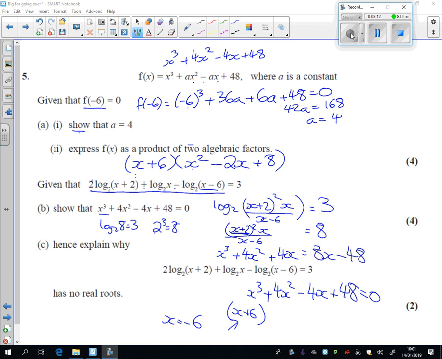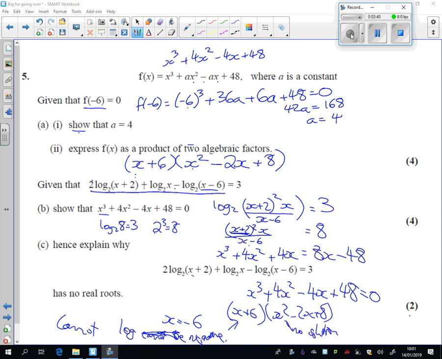Now we can't have x equals minus 6 because logs can't be negative. Or you cannot log a negative. So there can't be an answer there. And the other part of this is x squared minus 2x plus 8. And this has got no solutions either.